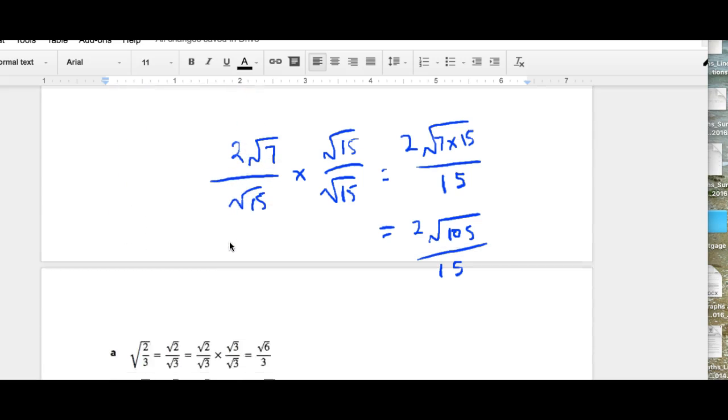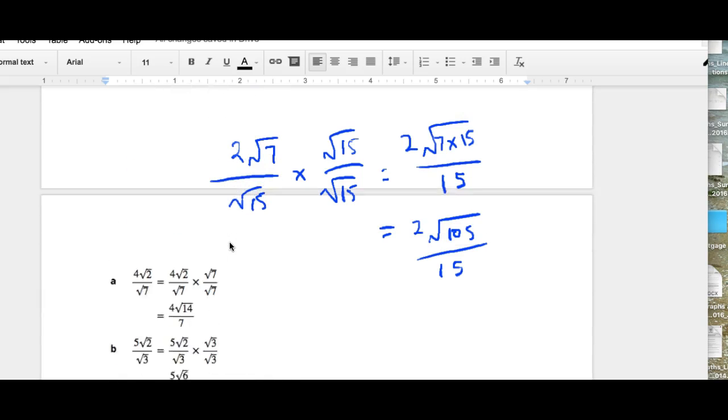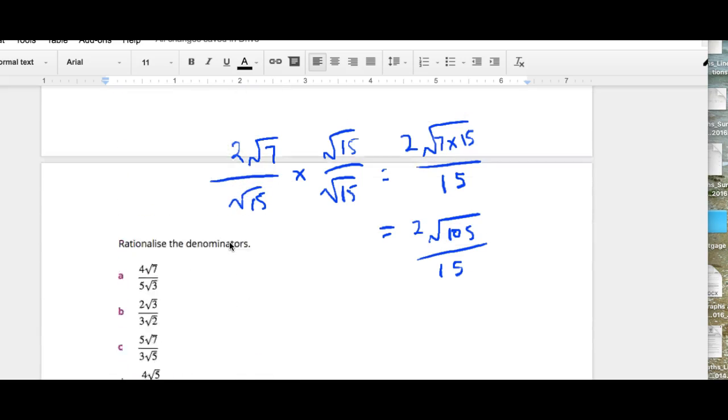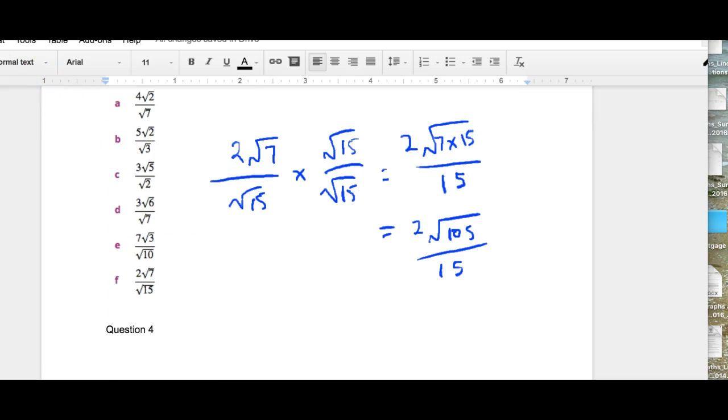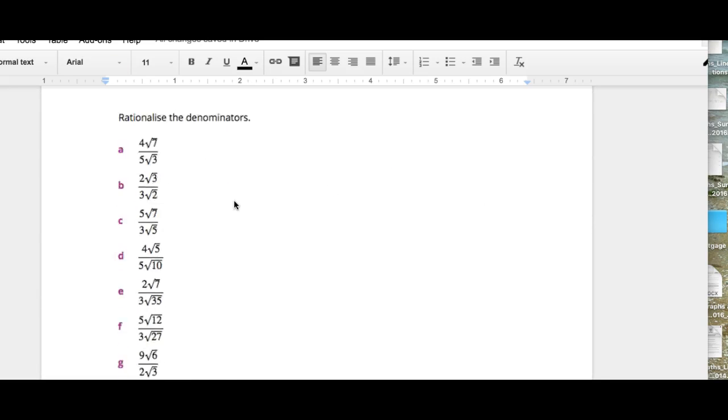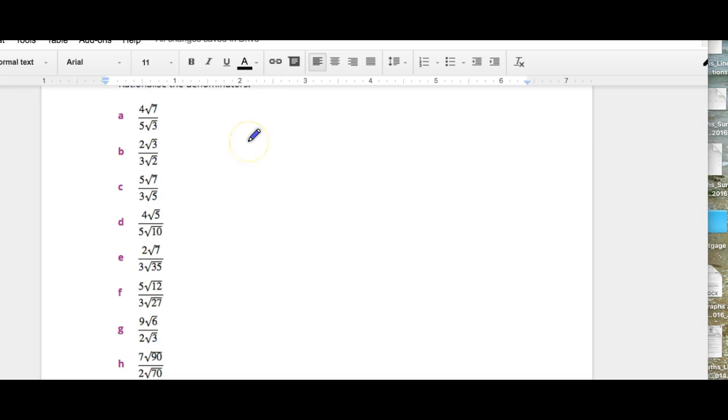What question were we doing? Oh no, it's still in the answers. Okay, there we go. We're doing question F. All right, let's move on to question 4. So question 4, you now have a number on the bottom as well as a set. So let's do A.